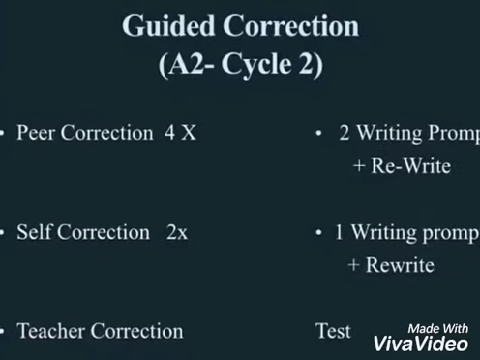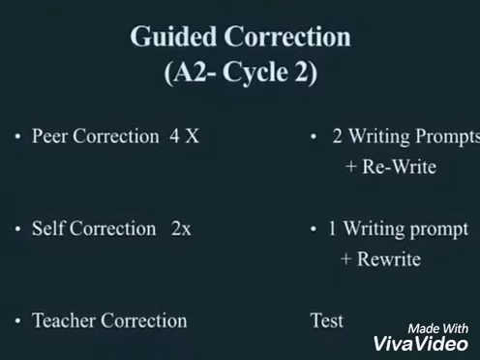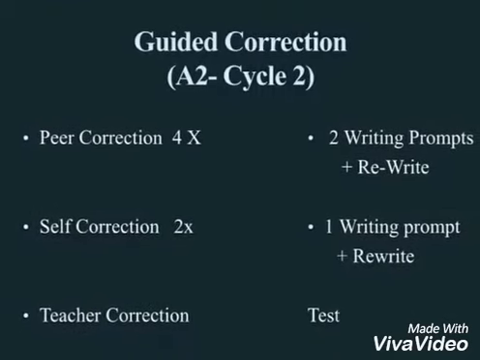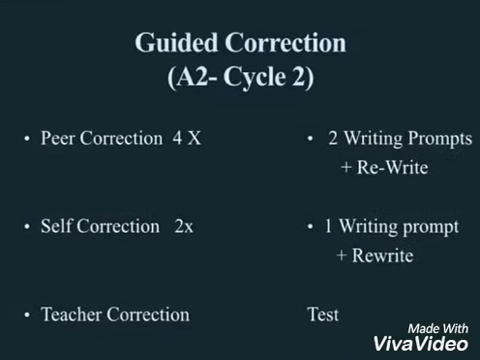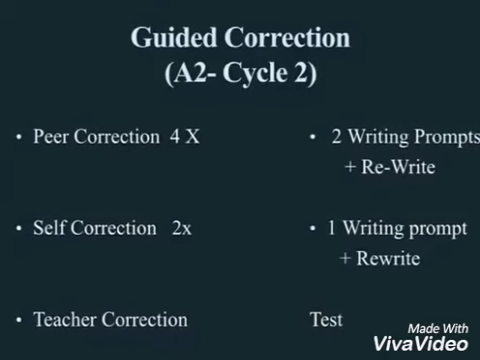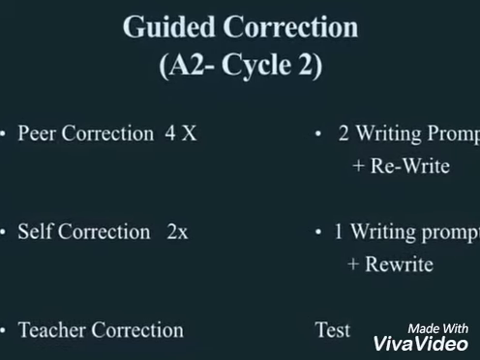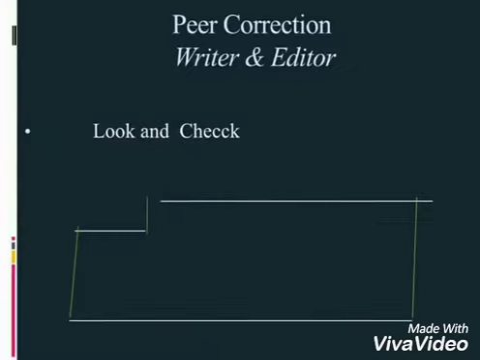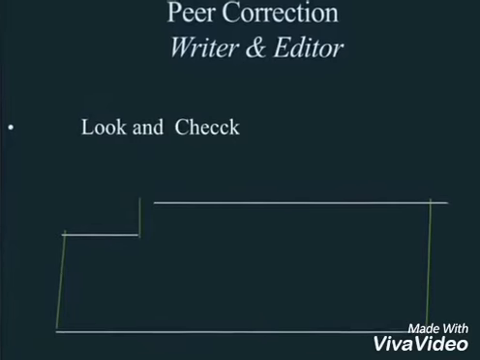You can give them a writing prompt, they write the paragraph and then they rewrite. You guide them through the correction. If they need more practice, another writing prompt, another paragraph and a rewrite, then move to self-correction. And at the end, if you're sure they know how to write a paragraph by now, then ask them to take the test. To start peer correction, you should have a writer and an editor.